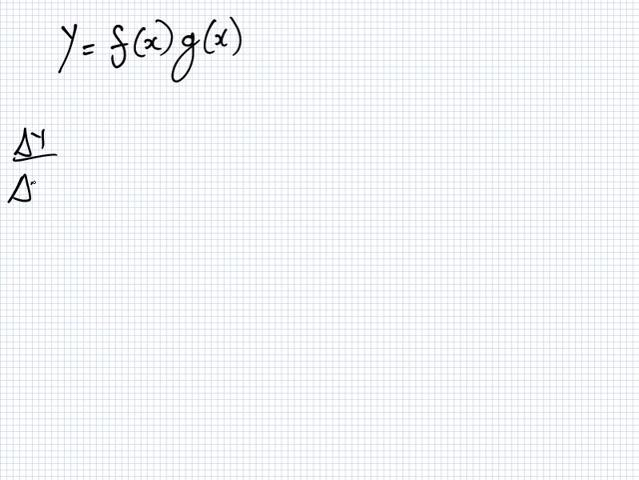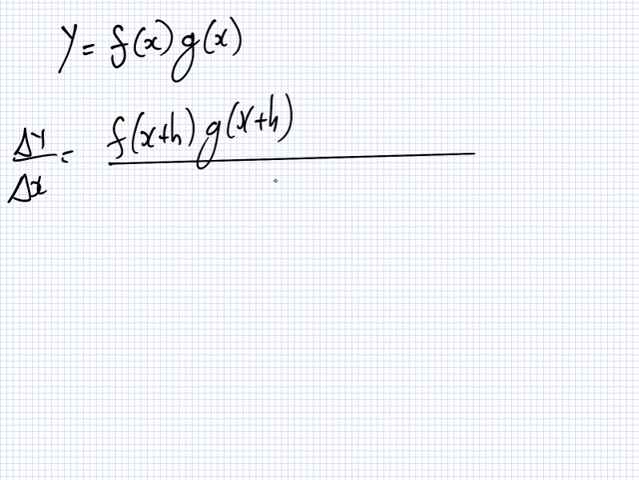Right. So let's say we have y equals some function f multiplied by some function g, like this. And we want to know what is the derivative. Well, from first principles, that's f(x plus h), and of course the g gets an x plus h, minus f(x) g(x), all over h. This is the first principles definition. What does h stand for? A small number.